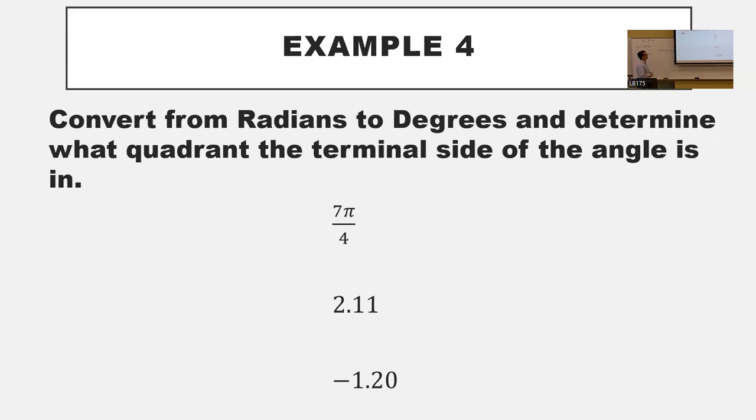So if we want to determine what quadrant the terminal side of the angle is at, if we're given radians. For instance, if I'm given 7 pi over 4 radians, there's a couple of ways to determine what quadrant the terminal side is on.